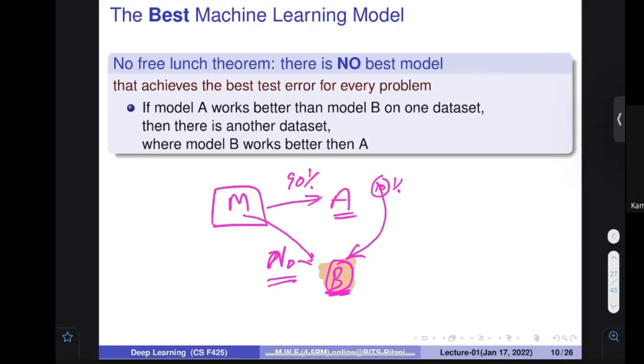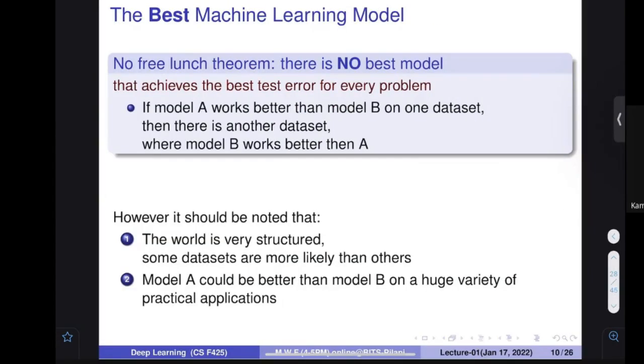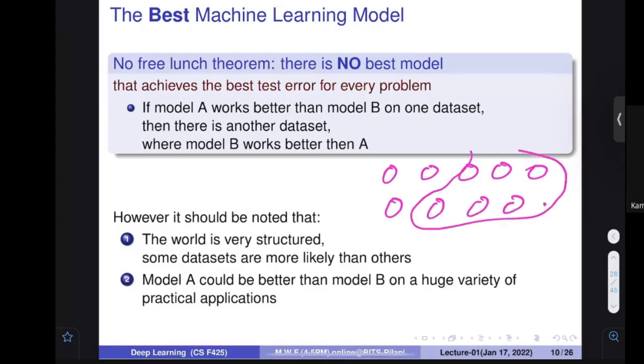So there cannot be a single model that works best for all databases. However, the world is structured, and we know that only specific kinds of databases are going to come to you, and that's why in most cases you are going to have very high accuracy, and for some cases bad accuracy. This kind of scenario is possible. So there is no notion of a best machine learning model, but we know that in most cases my system is going to perform better.